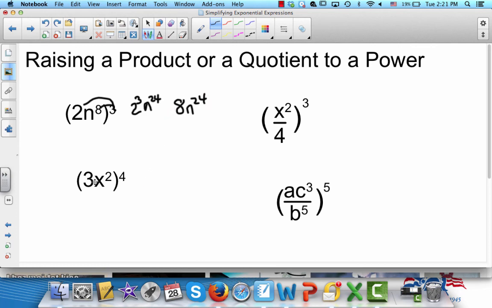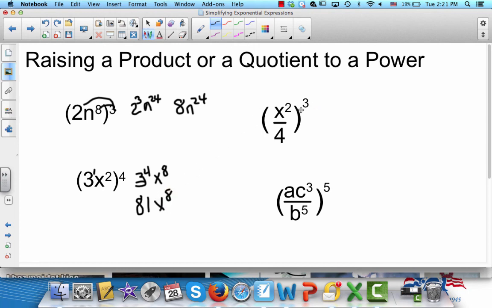Alright, the bottom one down here. This will be 3 to the 4th. See, this is a 1 here. 4 times 1 is 4. 4 times 2 is 8. So that gives us 3 to the 4th, which is 81, x to the 8th.